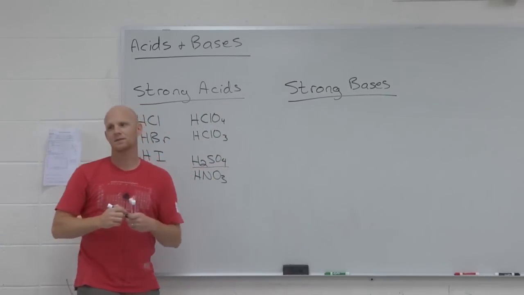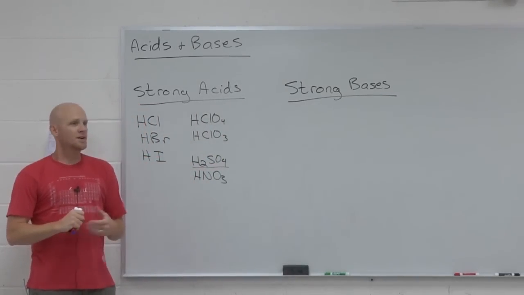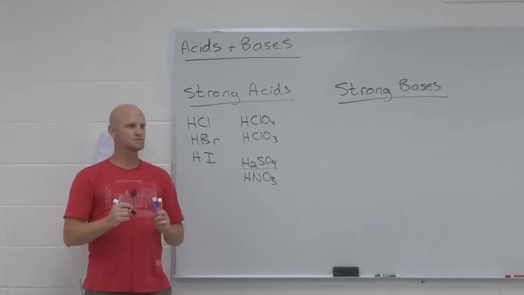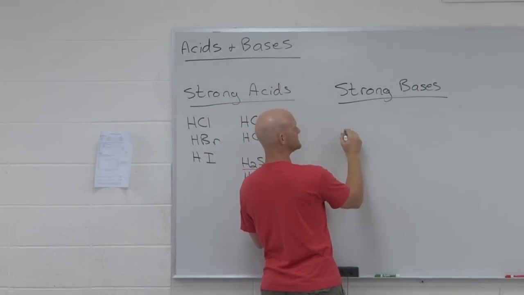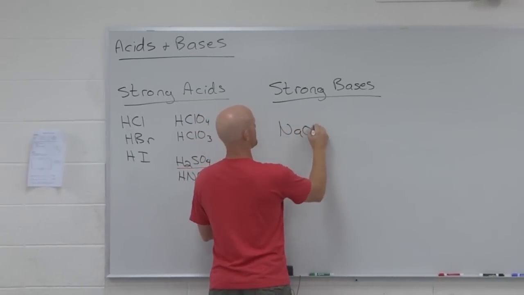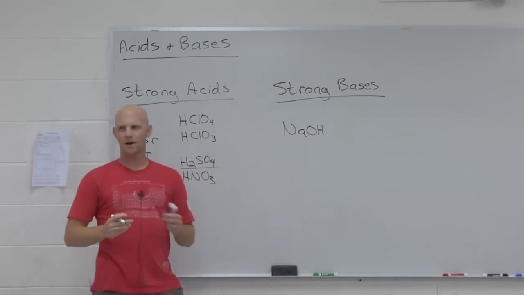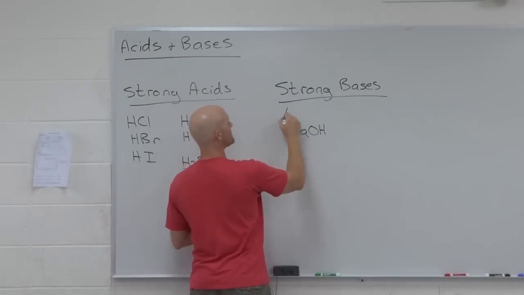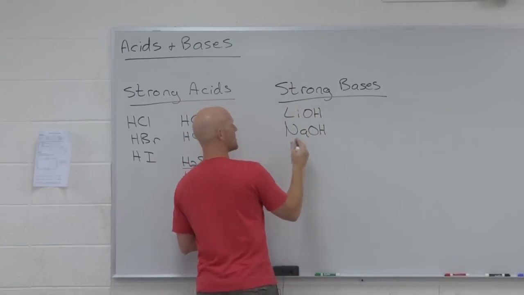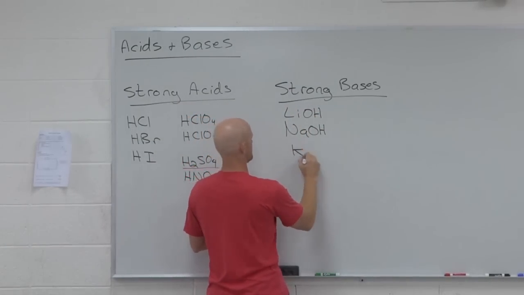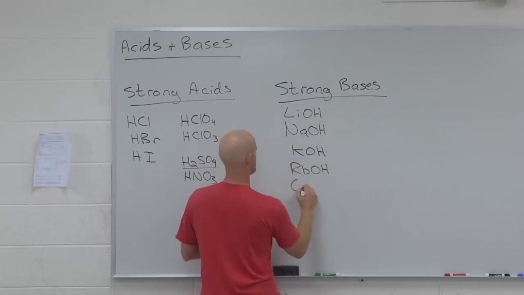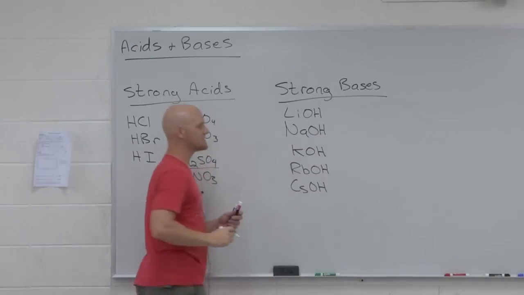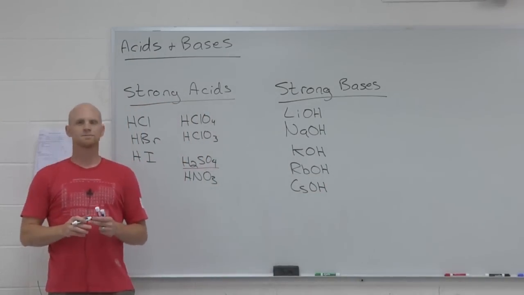Strong bases. So when you think of a classic strong base, what do you think of? So more specific, give me a more specific example. NaOH. By far the most common strong base students learn about, right? But it's actually all the group 1 metal hydroxides. So LiOH, NaOH, KOH, rubidium hydroxide, and cesium hydroxide makes the list as well.